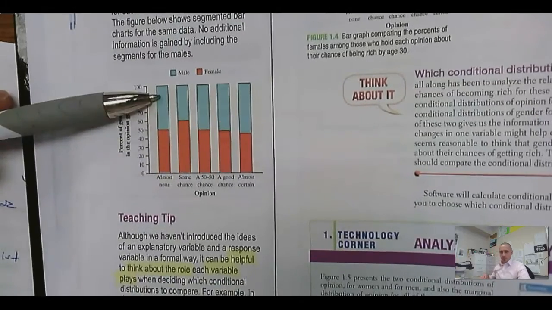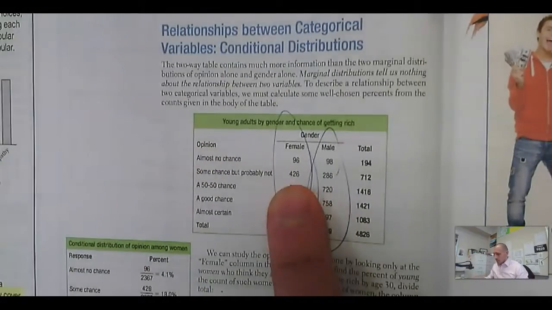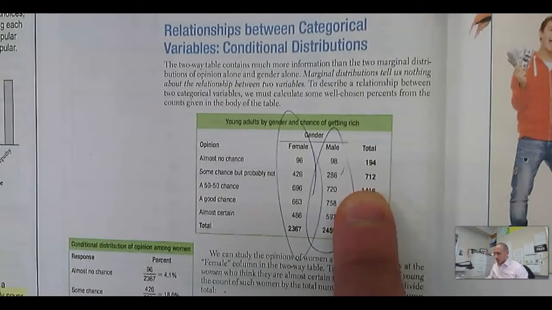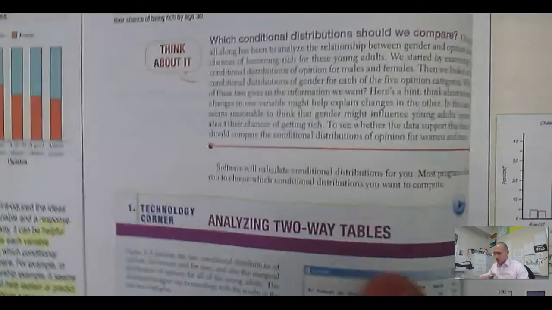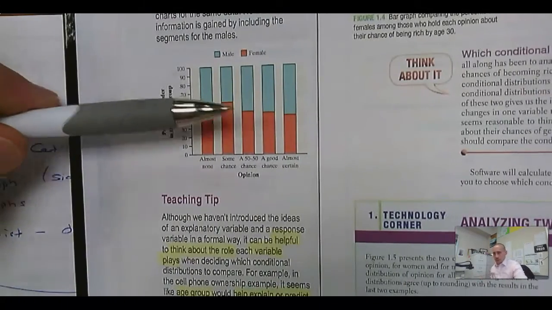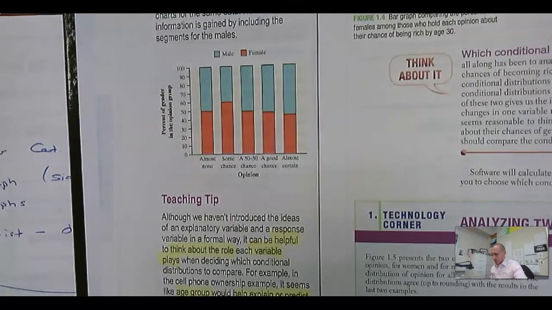They did the same thing for some chance: 428 divided by 712, 286 divided by 712. So the percentage for female here is higher. And they did this for each of the three.